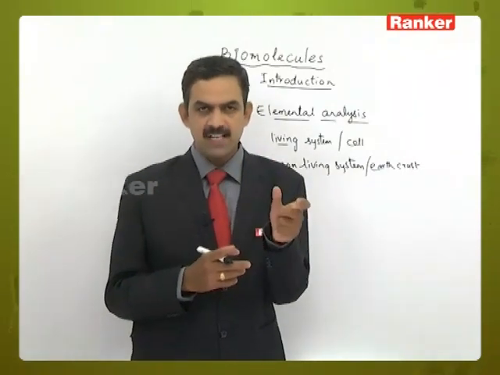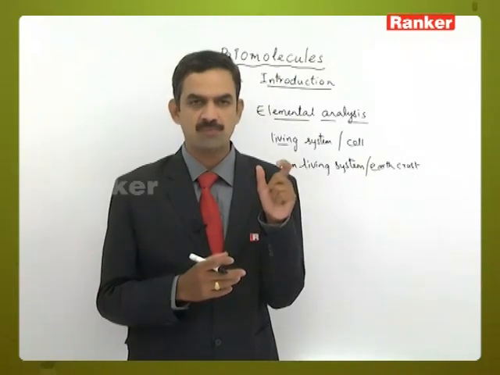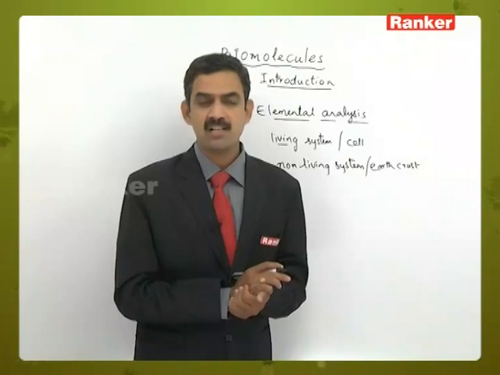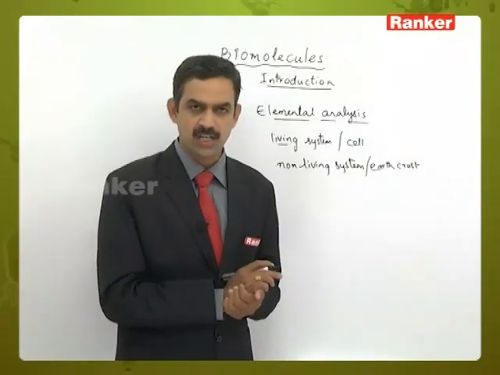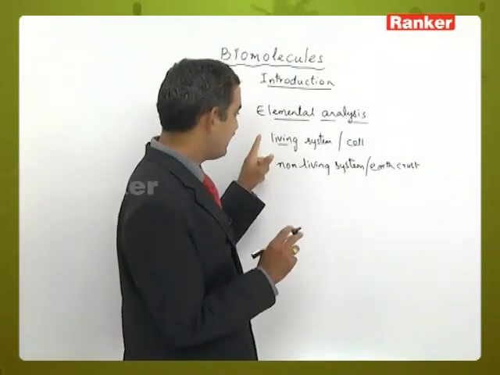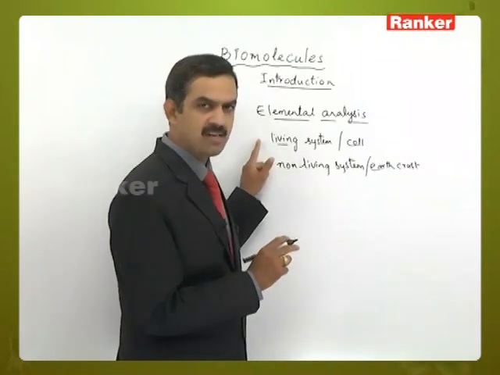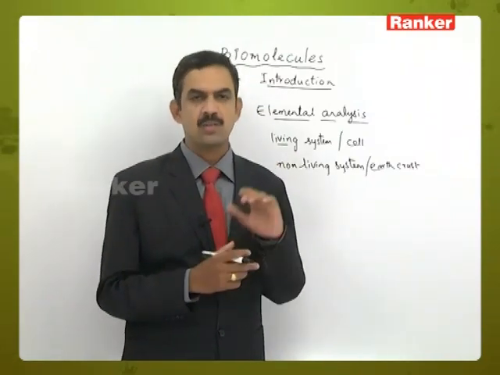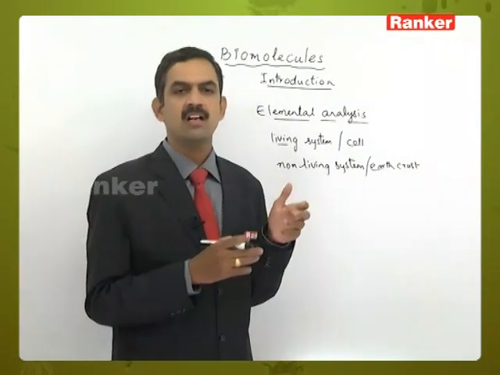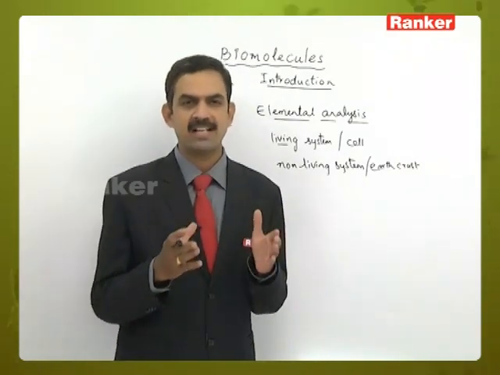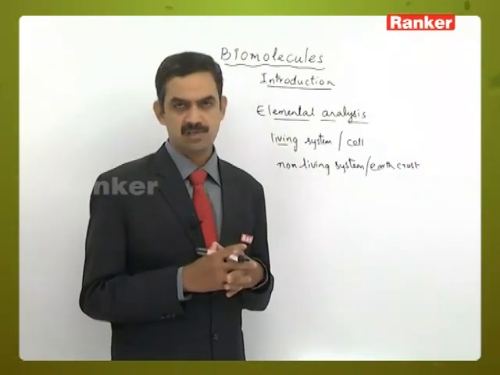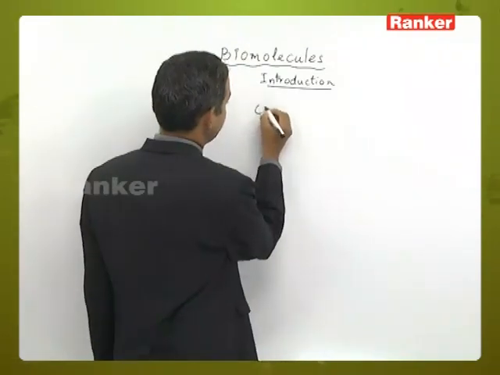Where the difference comes is in the quantity of the elements present. Basically, the abundance of carbon and hydrogen is more in the living system or the living cell when compared to a non-living system or the earth crust. So likewise, we know about the elements present in the living and non-living system by a process called elemental analysis.